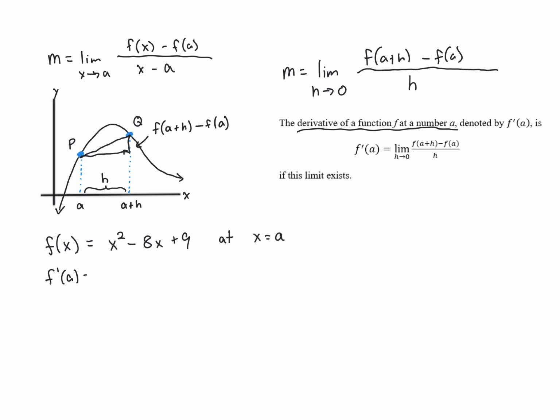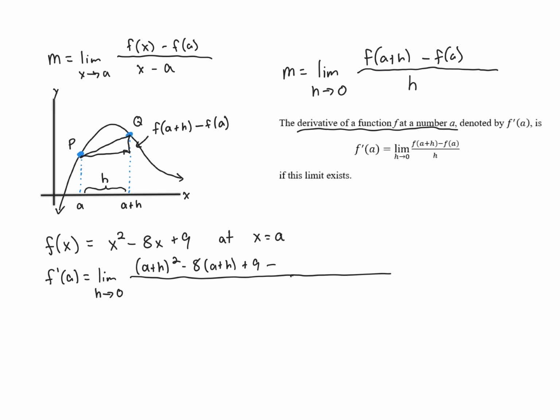We've got f prime of a. That means the derivative of f at a, it is the limit as h approaches 0 of, we know that's going to be f of a plus h minus f of a. So we have to start by evaluating this function at a plus h. So that's going to be a plus h squared minus 8 times a plus h. Wherever there's an x, I'm plugging in a plus h, plus 9, minus our function at a.